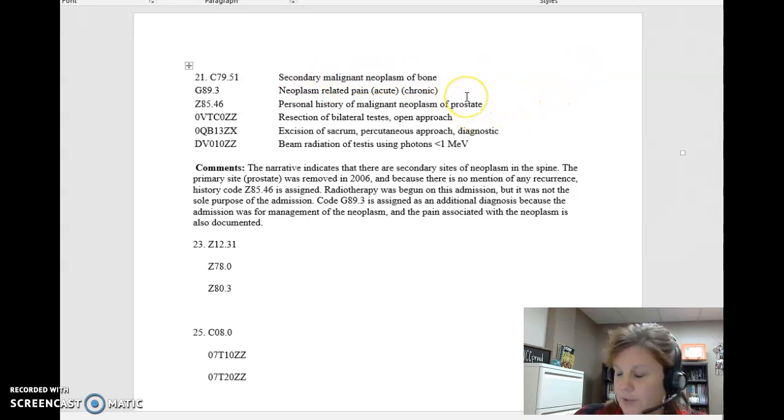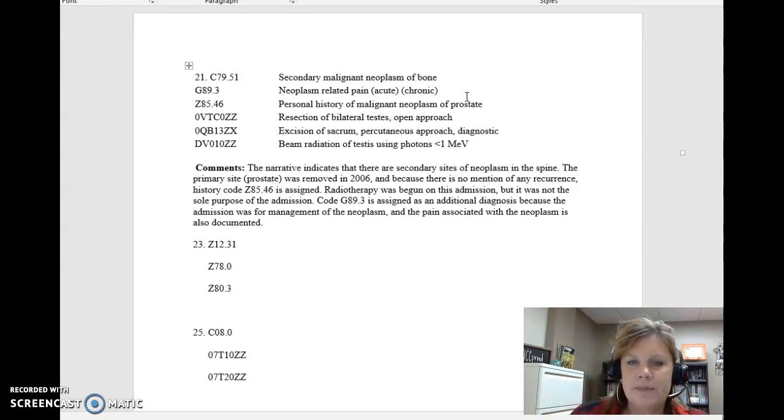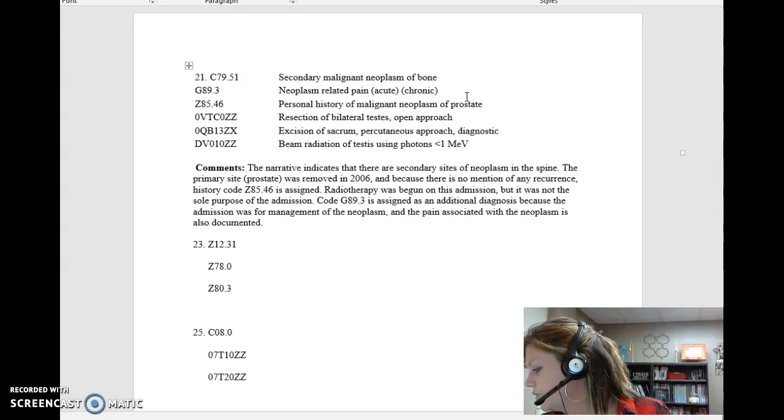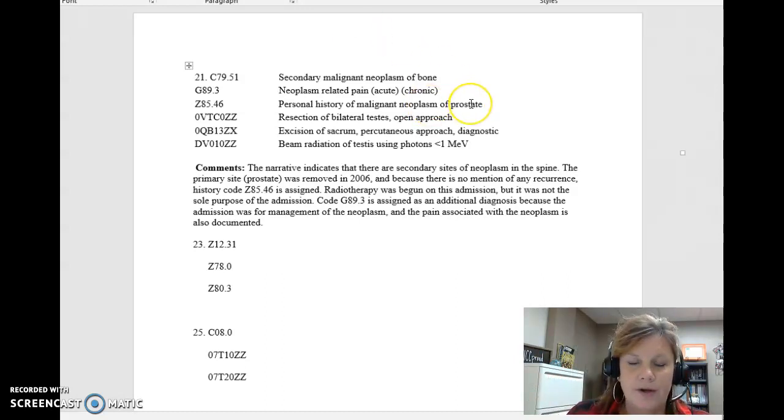Okay. Here's the example of what I was just talking about. So this patient had cancer of the prostate. They took it out. The only thing missing here for 21, and I got to make sure that I didn't miss the code here, but they should also have absence of the prostate. So we have personal history of the prostate because that's where it was. Okay, they got rid of it. It's gone.